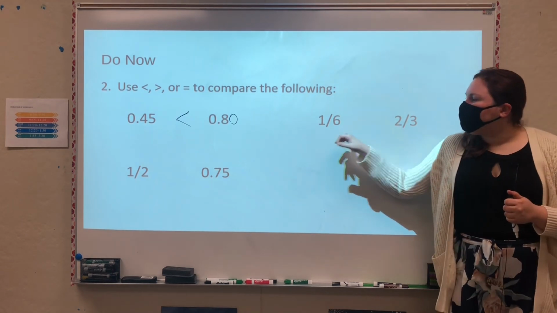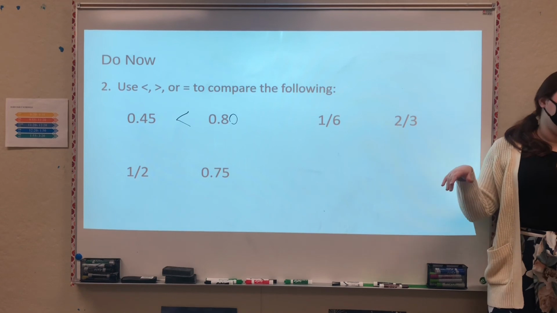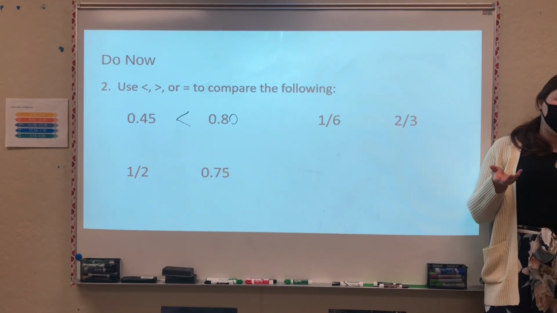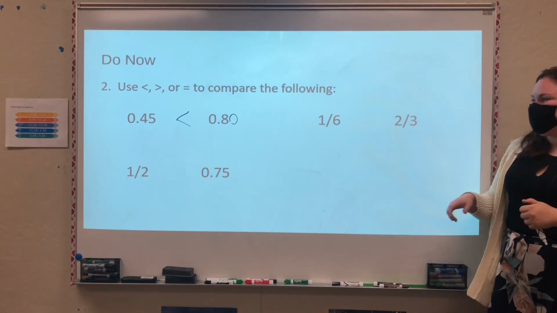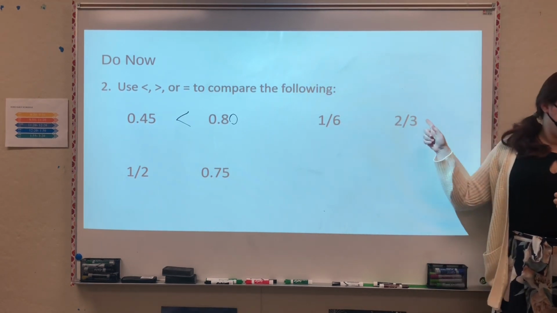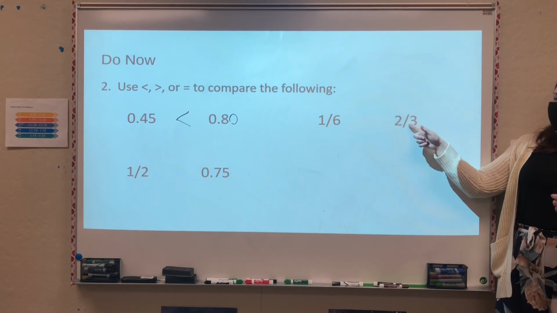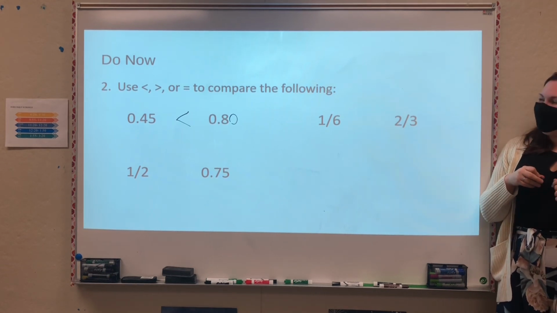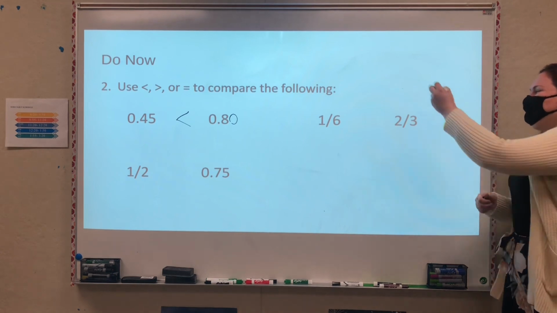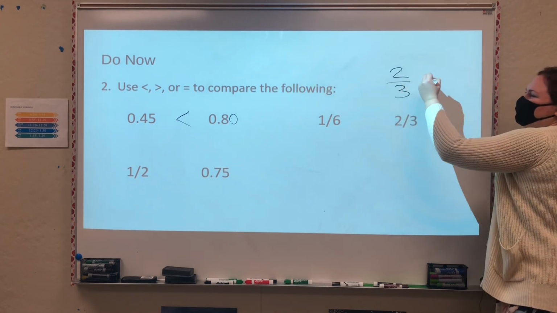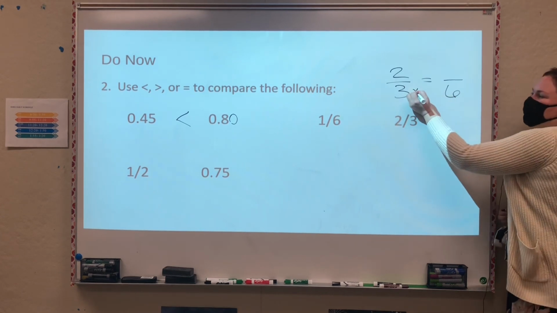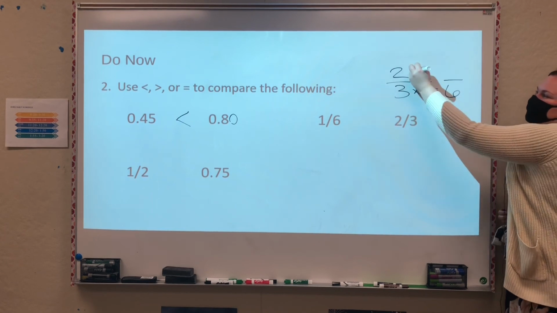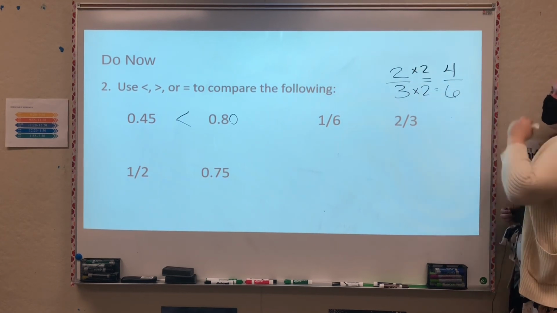If we've got like no clue which one's bigger, what could we do to help us out? Maybe make the denominators the same. That's not what I was thinking, but that's absolutely a strategy. I've got 1/6 here. What would 2/3 be if we make it have the same denominator? 3 times 2 would give me 6, so I'm going to do the same thing on top. 2 times 2 is 4. That gives me 4/6.